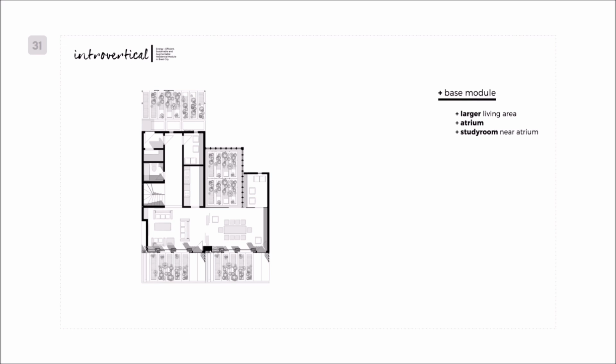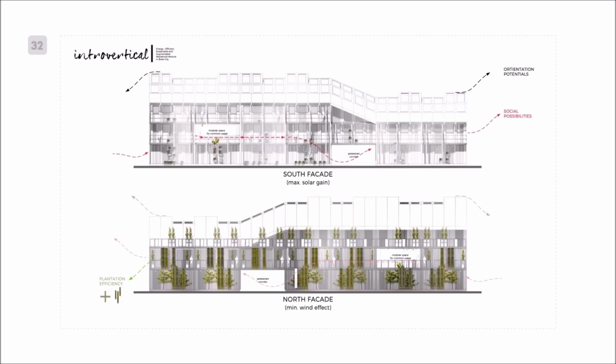32. Now it is necessary to show the most important aspects. Sometimes you must present only the north and south facades, and sometimes whichever are the most important facades determined by the form of the project. Here, we see that the southern facade stands out with maximum solar gain and the northern facade stands out with minimum wind effect.